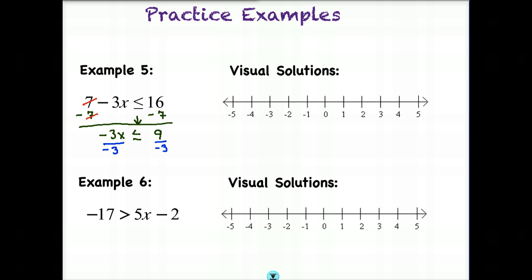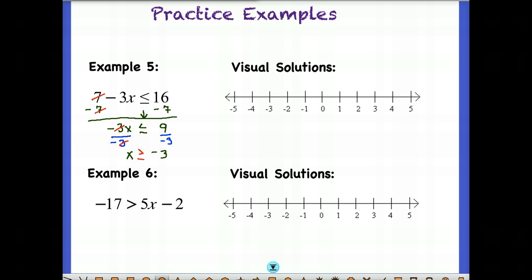Okay. Negative 3 divided by negative 3 leaves us with positive 1x, which I can just write as x. Now think about our sign. We just divided by a negative, and that is our one exception. We need to switch the sign when we divide or multiply by a negative. So I switch the sign, and 9 divided by negative 3 is just negative 3.